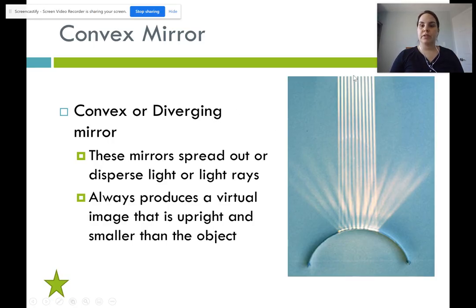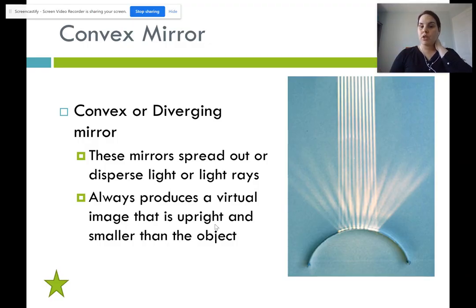They're called diverging mirrors because if we look at these rays that are coming in, as they bounce off, they're getting pulled farther and farther away from one another. So they're dispersing those rays, or diverging. These mirrors spread out or disperse light, and they always produce a virtual image. If you look into the mirror, you're going to see the image in the mirror, like a normal flat planar mirror. And it's always going to produce an image that's upright, so right side up, and smaller.